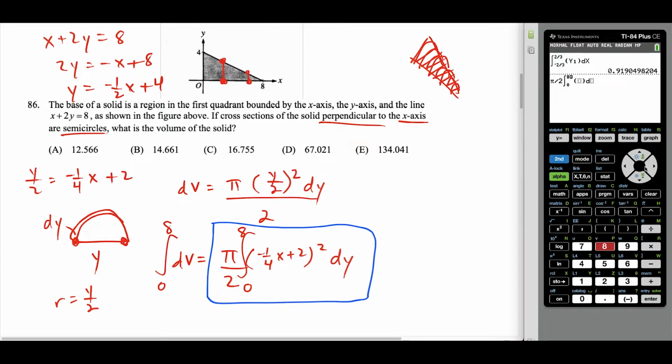And I have in the parentheses here, I'm going to write negative 1/4, which I got to write as negative 0.25 like this, x plus 2, and that's being squared. The whole thing is being squared, so I put the linear function here in parentheses and square it. And I know they said dy, but whatever, I'll just write dx. It's not a big deal. And this is going to work out to 16.755, so that's going to match choice C.